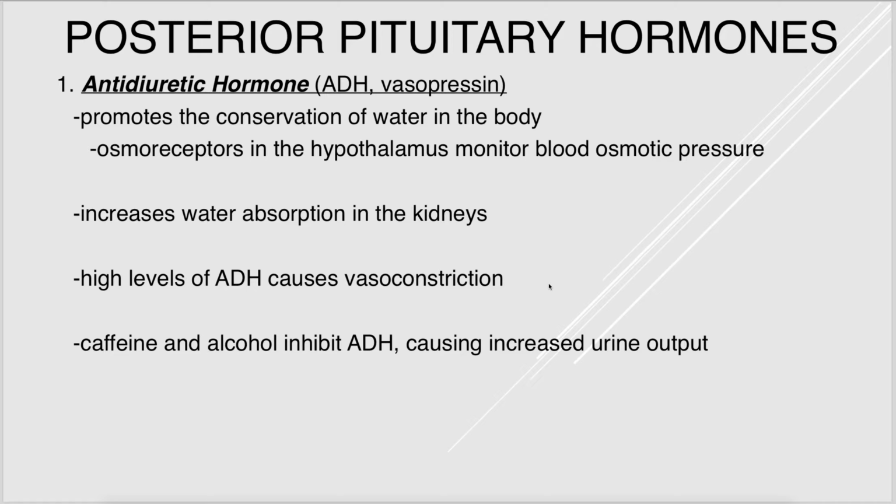Now, in really high doses, antidiuretic hormone can cause vasoconstriction. That's why it's also known as vasopressin. And this down here about caffeine and alcohol, this is just kind of a fun fact. Both of these inhibit ADH to a degree, and therefore it's going to increase urine output.